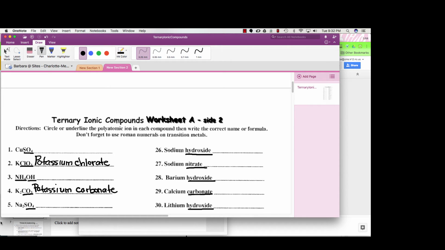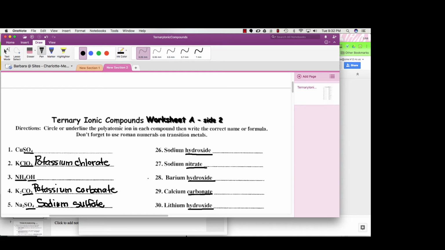Looking at our next example, following the same rules, I won't read the steps on the flowchart for you. You can pause and do that yourself. We have sodium, and then you can look at the reference table and identify sulfate as your polyatomic ion. So that compound is sodium sulfate.